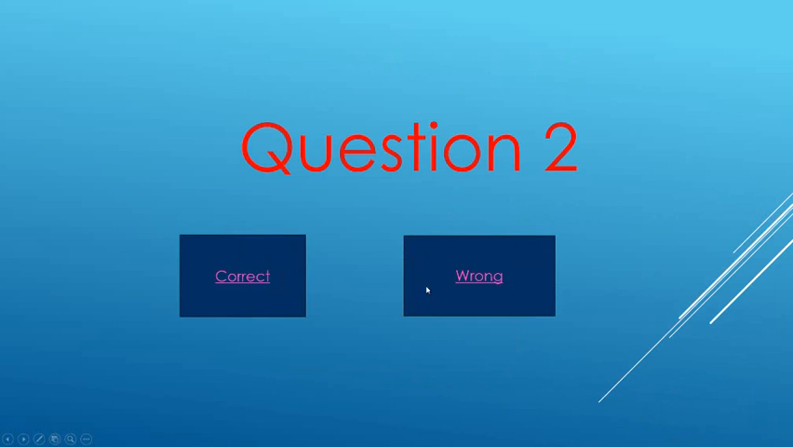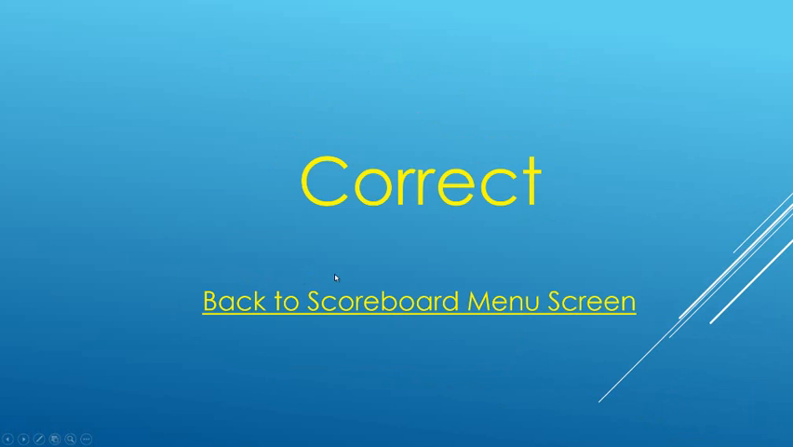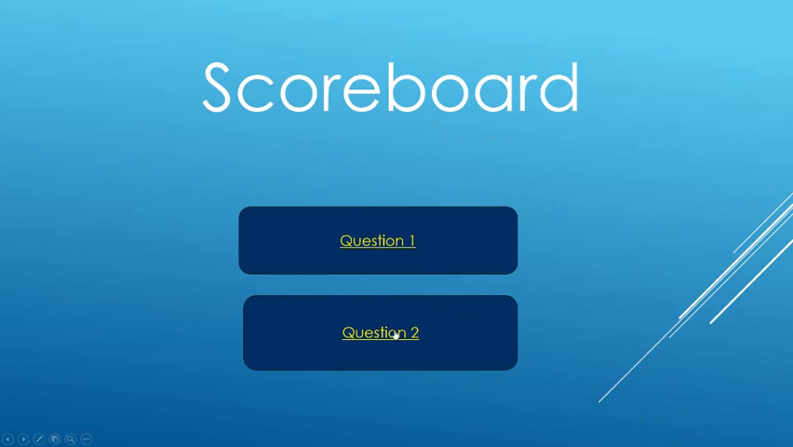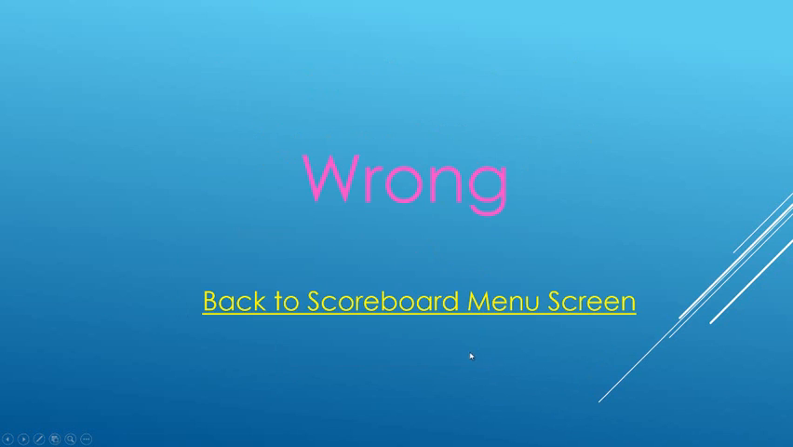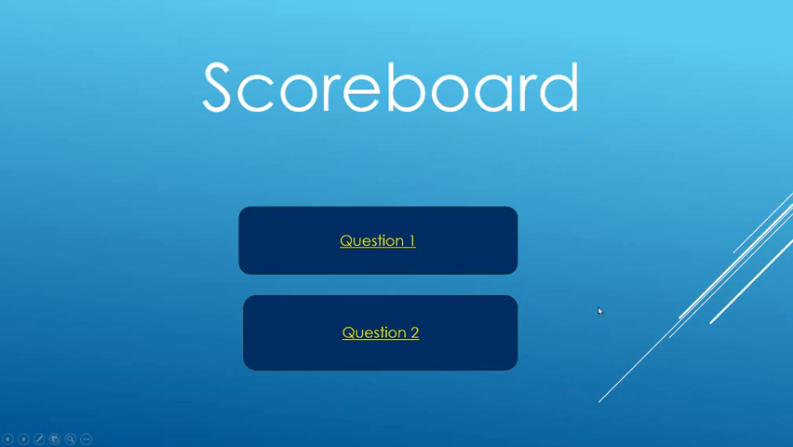Click on it. I jump to my question 2. If I got my answer correct, I would go to here. Okay, I go back to my main scoreboard by clicking on this hyperlink. I'll try question 2 again. This time I'll get it wrong. Takes me to my wrong one. Takes me back to the menu again.